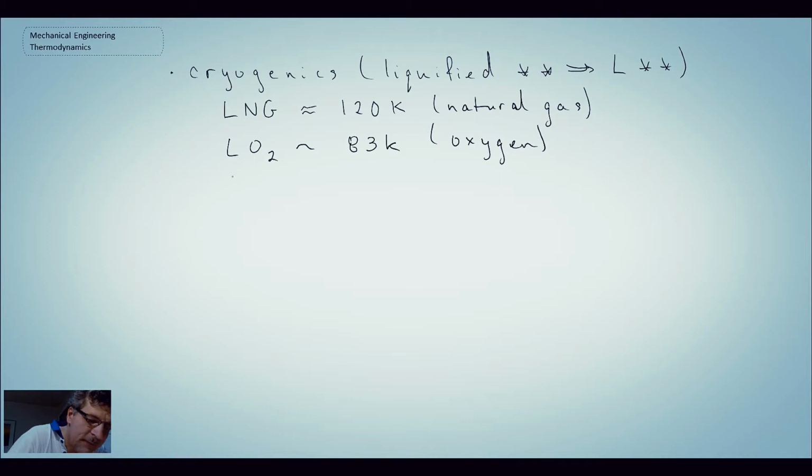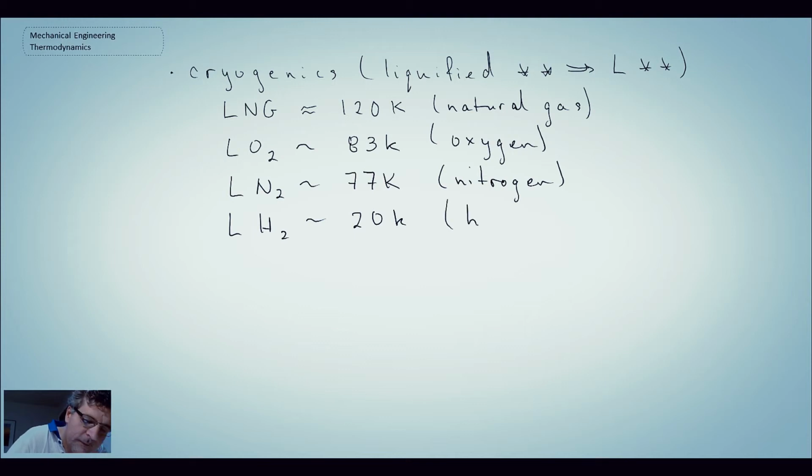Liquid oxygen, liquid nitrogen is dropping down to 77 Kelvin. And then when you get to liquid hydrogen, it's around 20 Kelvin. And finally, liquid helium is around 4 Kelvin.